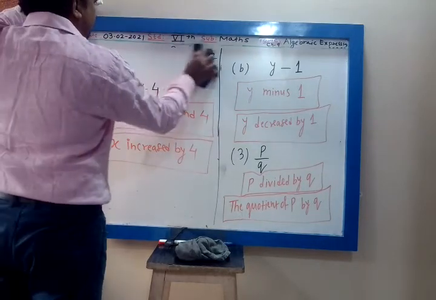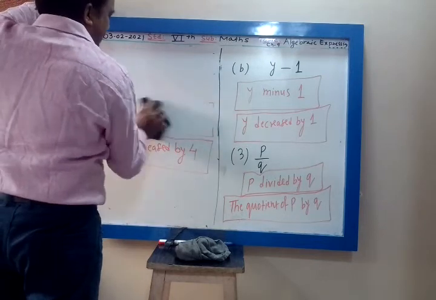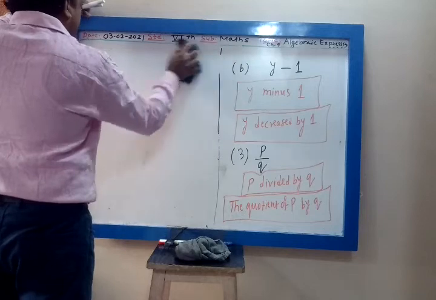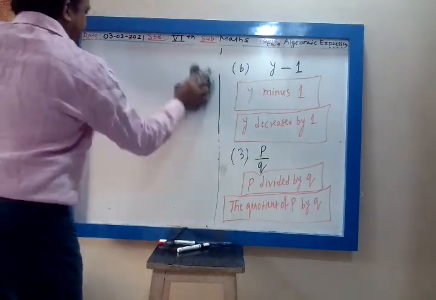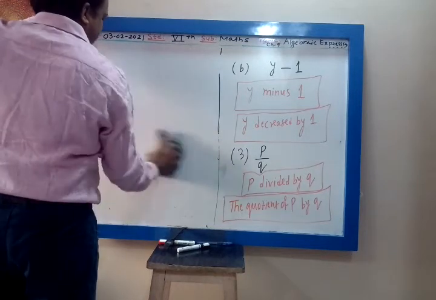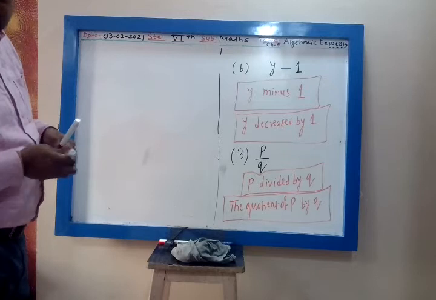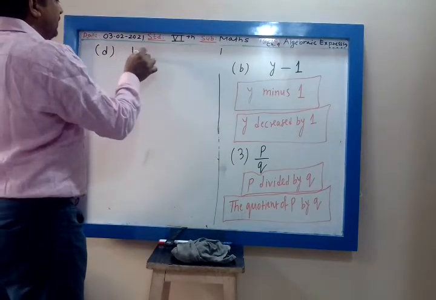Now let us do fourth one. 12t. Fourth, D. D is 12t.